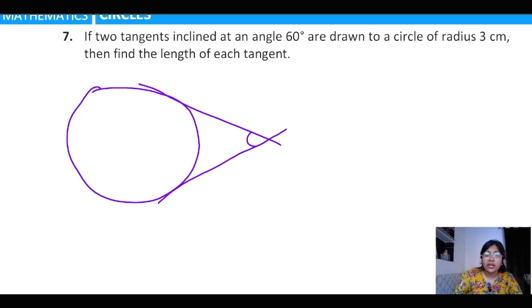Both the tangents are inclined at an angle of 60 degrees. This total angle is 60 degrees, so half of it will be 30 and this is also 30. Radius and tangent are perpendicular to each other, yes or no? So this angle will be 90. So this angle will be 60. Also, this angle will be 60 by angle sum property in both the triangles.